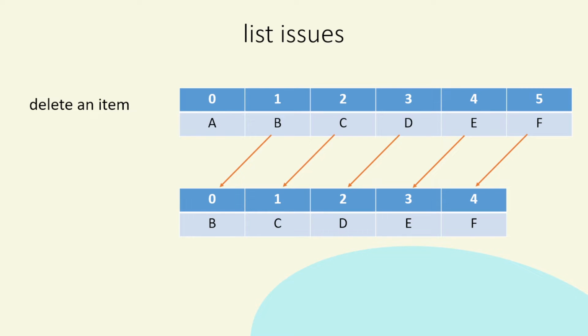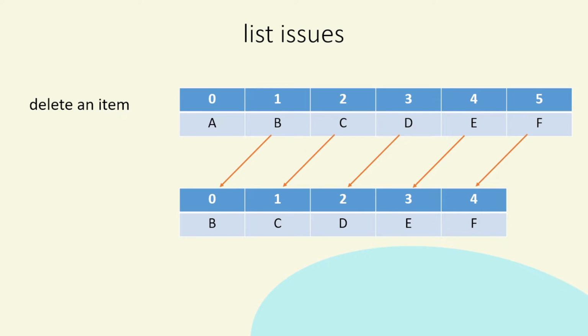Now, something we know about lists: when we remove an item, the items following the place where we removed the item will have to move up one. So if we remove the first item in a list, in this example A, B, C, D, E, F, and we remove A, then all of a sudden B, C, D, E and F have to move up a place to the index 0, 1, 2, 3, 4.